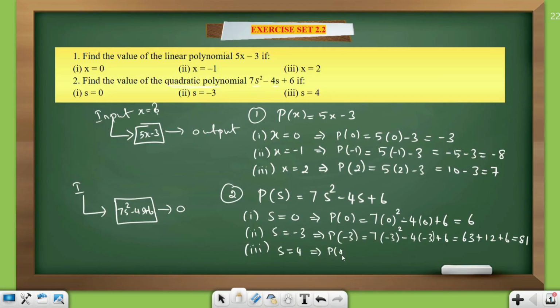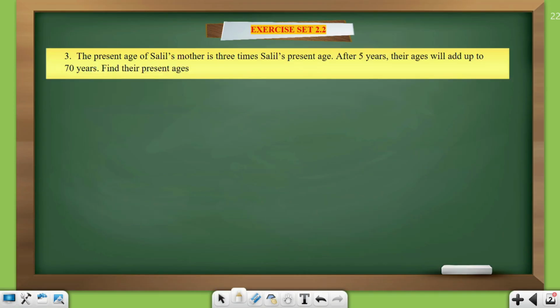Then for the third one, s equals 4. This implies p of 4 is equal to 7 into 4 square minus 4 into 4 plus 6. You know that 4 square is 16, and 7 into 16 is 112, since 7 tens are 70 and 7 sixes are 42. Then 4 fours are 16, so minus 16 plus 6 is minus 10. 112 minus 10 is 102. So this is the answer for the third case.